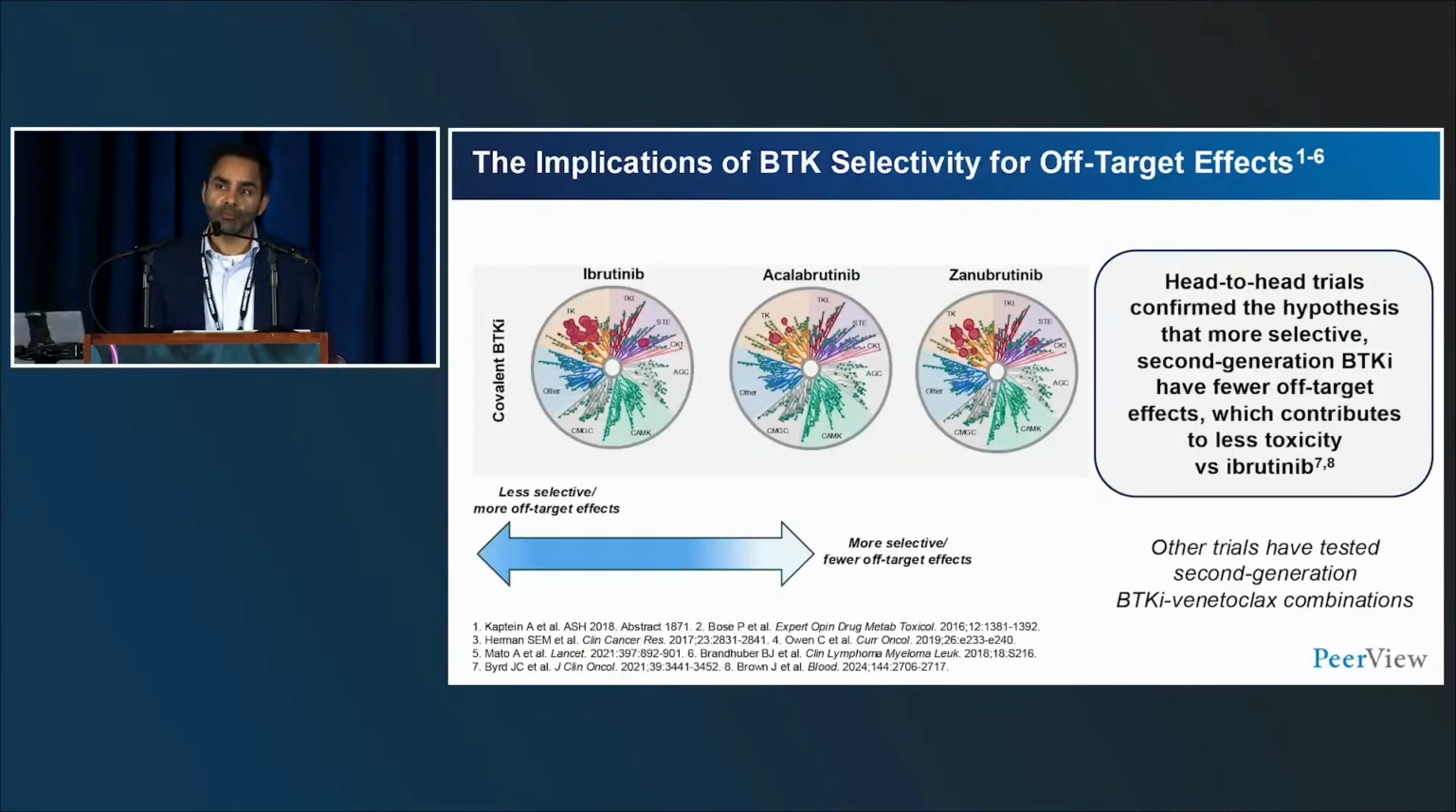I think what's probably of more interest to all of us is how do we take that data forward with second-generation BTK inhibitors, those that are more selective, like acalabrutinib and zanubrutinib, as the field has really shifted away from the use of ibrutinib towards more selective covalent BTK inhibitors due to less toxicities associated with these agents.